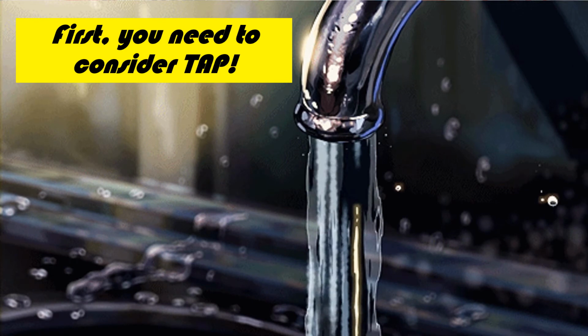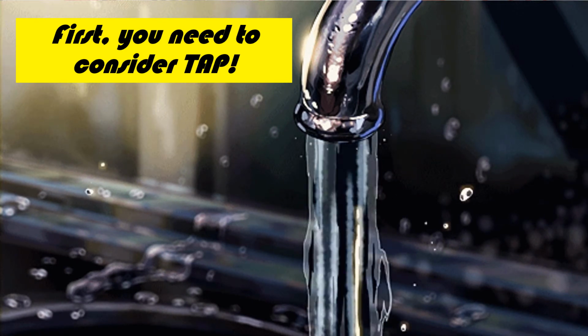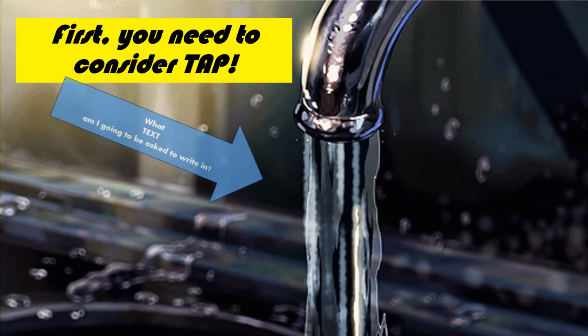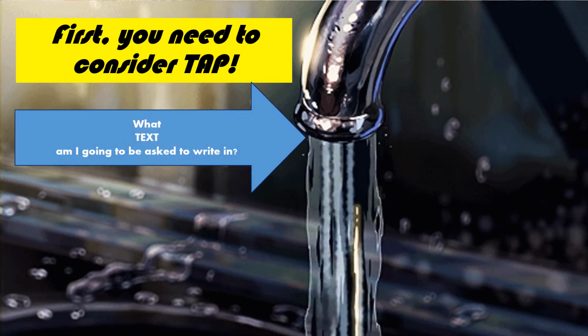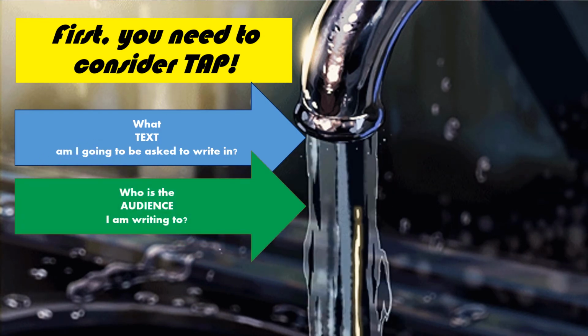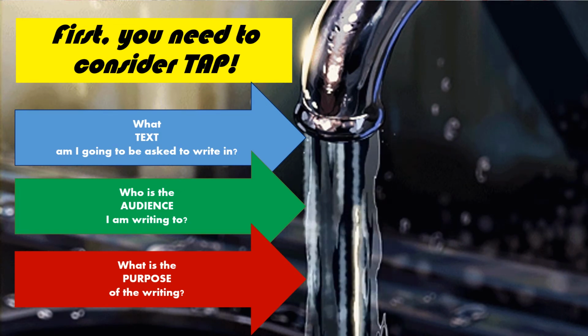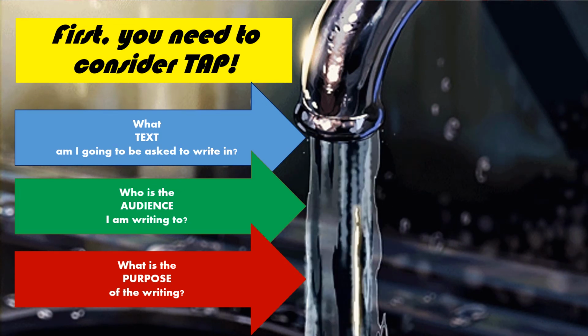So the first thing you need to do when tackling an exam question or exam task based around newspapers is considering TAP. What text am I going to be asked to write in? Who is the audience I am writing to? And what is the purpose of the writing? So that's text, audience, and purpose.